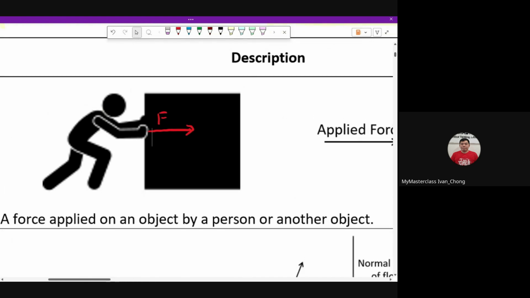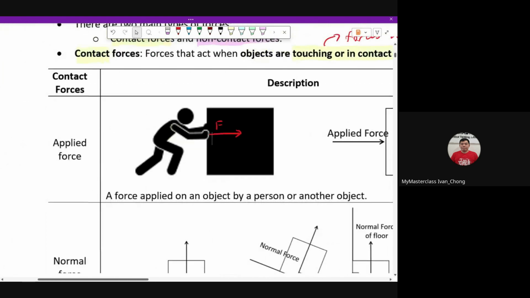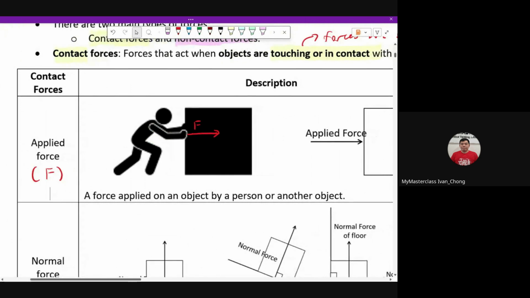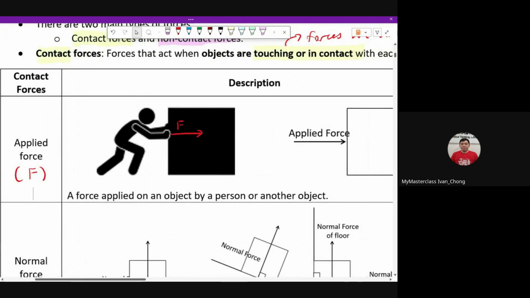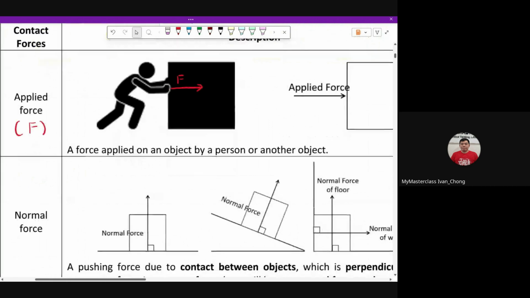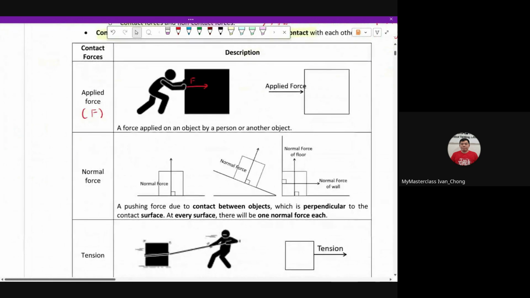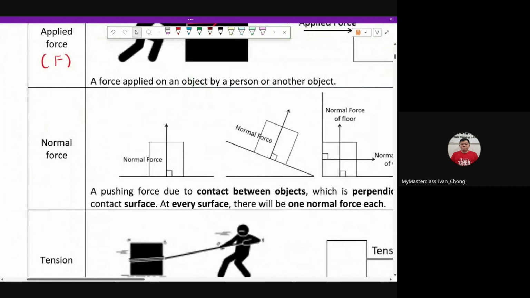So your applied force will be given by this, and the letter accompanying it will be capital F. When you push something, when you pull something, when you apply a force, we typically call it an applied force. Then next, we have the normal force, or sometimes some schools call it the normal contact force. You can call it N or NCF, depending on your school.